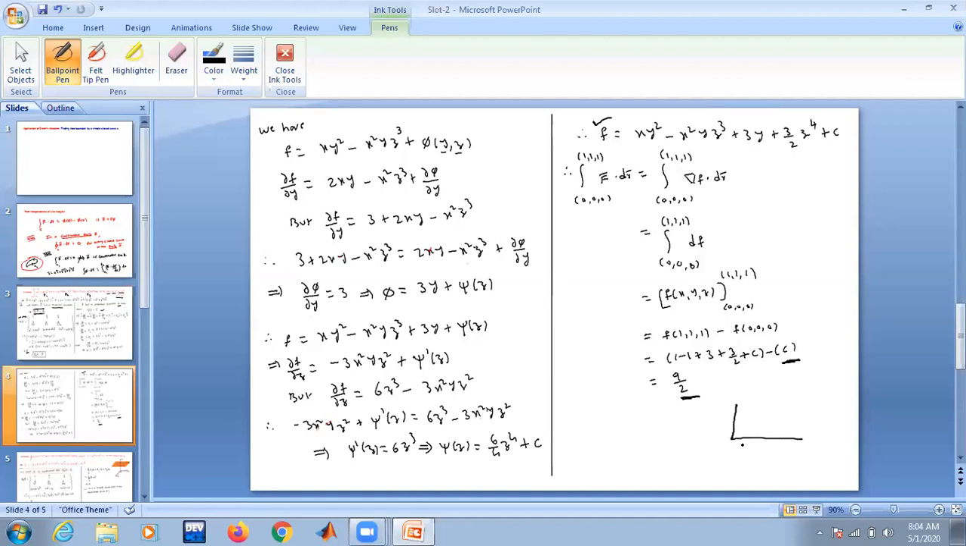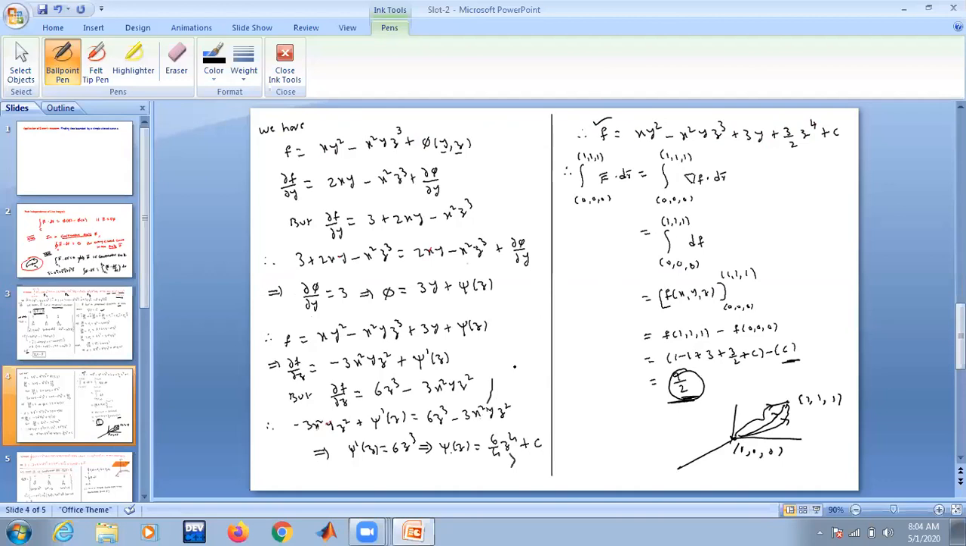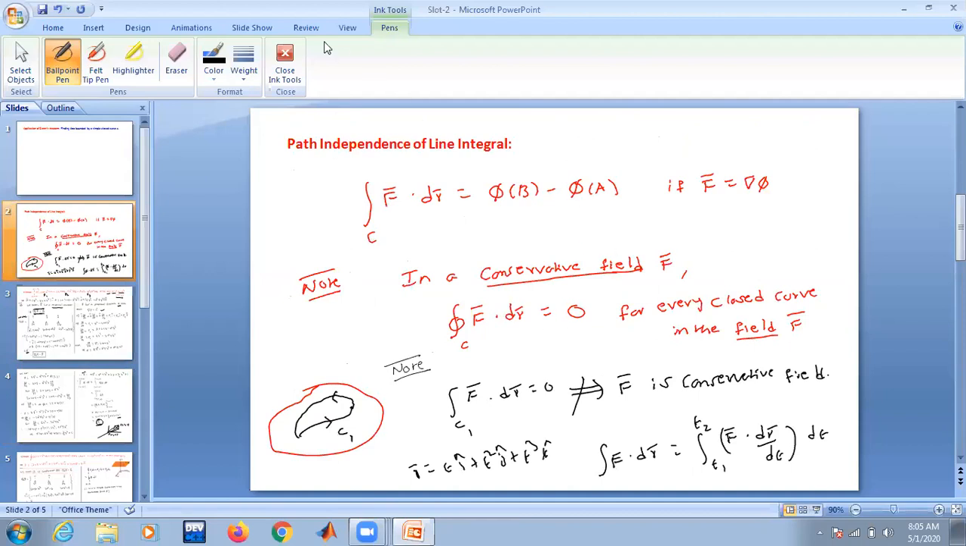Between these 2 points, this point is (0,0,0) and this point is (1,1,1). The curve can be like this, or like this, or the curve can be a straight line. Whatever the path you take, all the line integrals along this path are going to be 9 by 2, because the line integral is path independent. Why path independent? The field is a conservative field. So we can evaluate this integral just by finding the potential function. Shall I proceed? We just have to use this formula, phi of b minus phi of a.